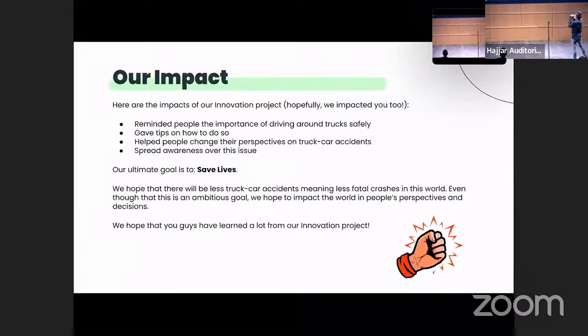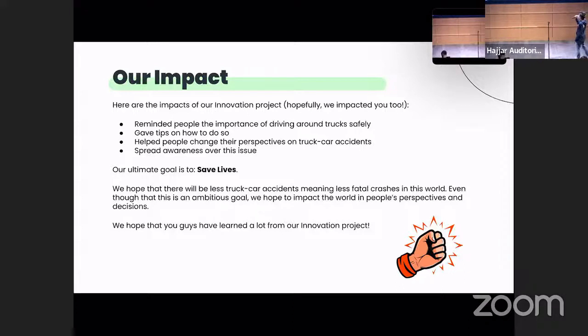So our impact is to remind more people of the importance of driving around trucks safely. And we gave tips in the video on how to do so. Then we helped people change their perspectives on car-truck accidents, and we spread awareness of this issue. Our ultimate goal is to save lives, and we hope that there will be fewer truck-car accidents, meaning fewer fatal crashes in the world.